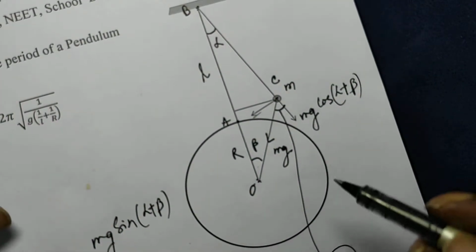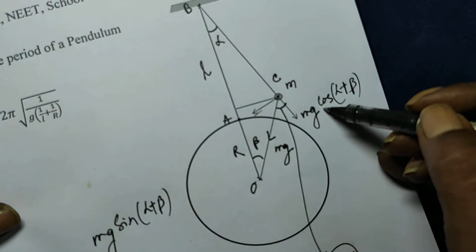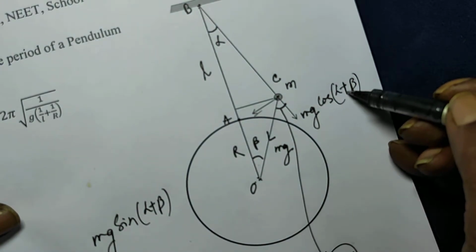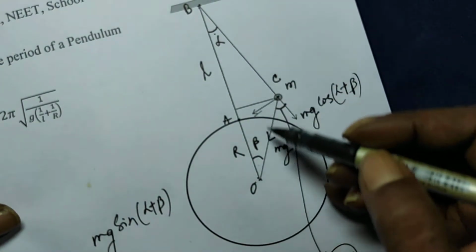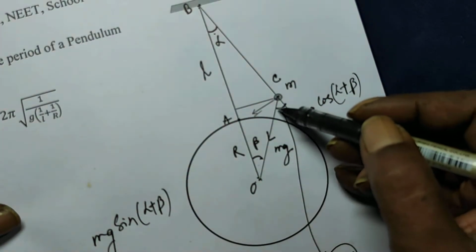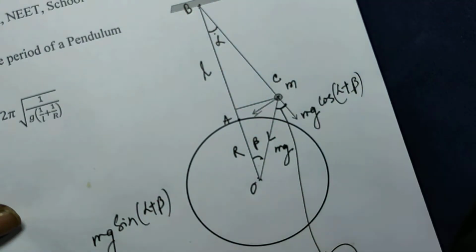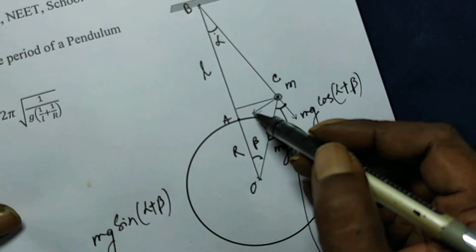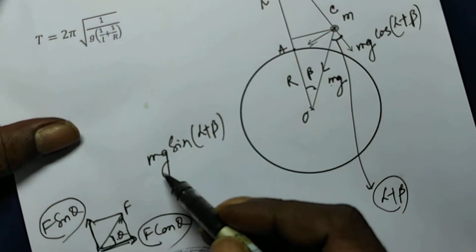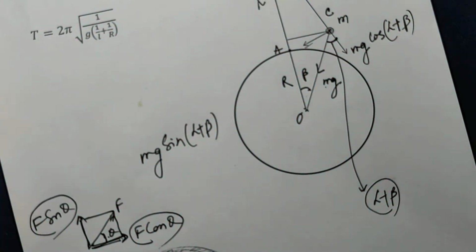Now, this is your mg times cos of alpha plus beta, where alpha is this angle and beta is this angle. So this angle is the exterior angle of the triangle OBC. Now this component of mg will be mg times sine alpha plus beta.